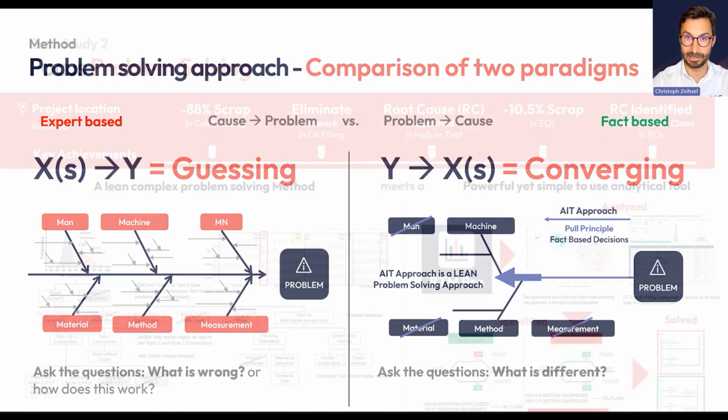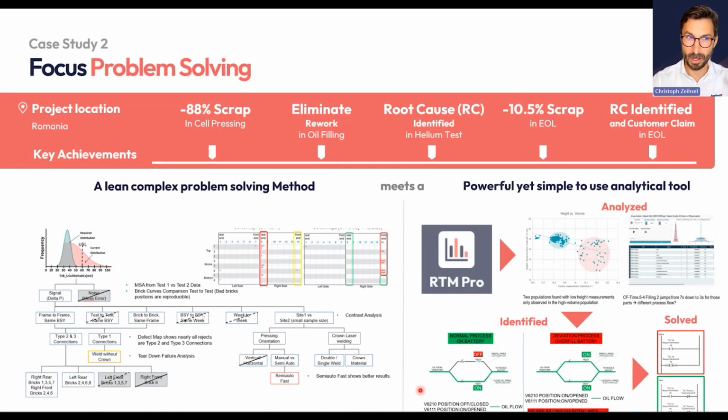So another case study I'd like to share with you is in Romania. Project duration here was 5 months. During those 5 months, our approach was mainly problem solving. And we had a couple of stations to focus on. One is cell pressing, oil filling, helium test, end of line. And we were able to significantly improve in all of those areas.